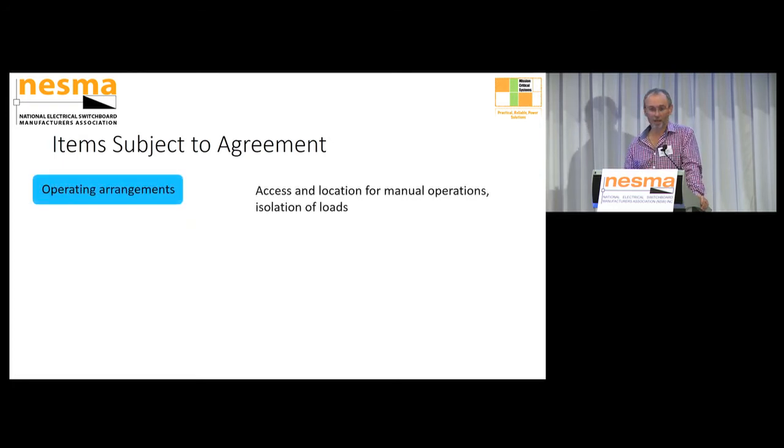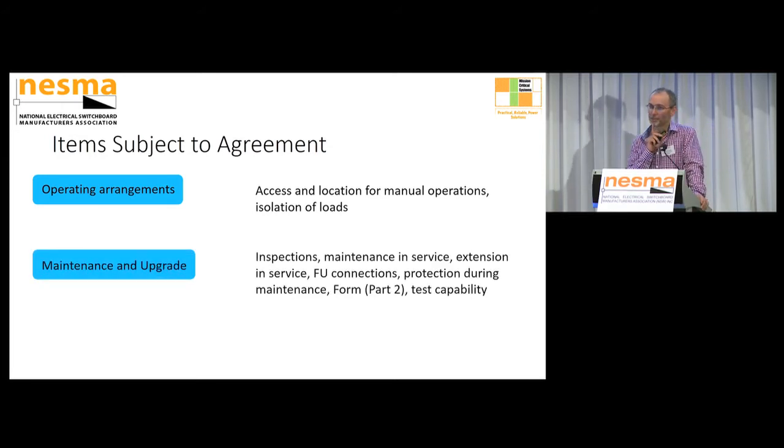Operating arrangements are what access and location requirements you have to actually operate the assembly. Okay, what isolation of loads? Some of that will be defined on your single line diagram, a lot of it won't be. Maintenance and upgrade is about how easy the assembly is to maintain and upgrade whilst in service.